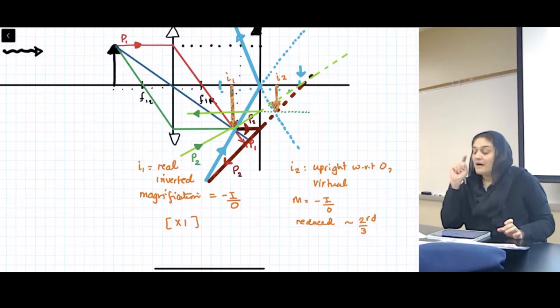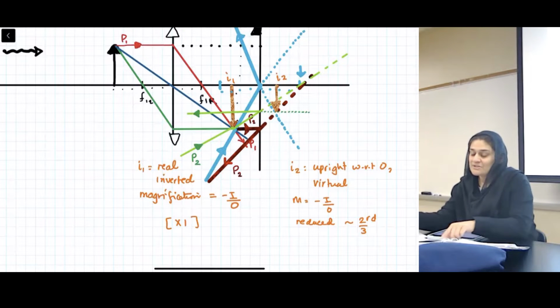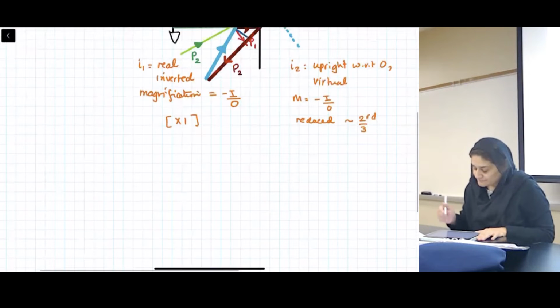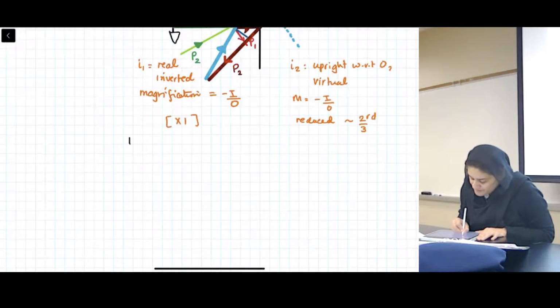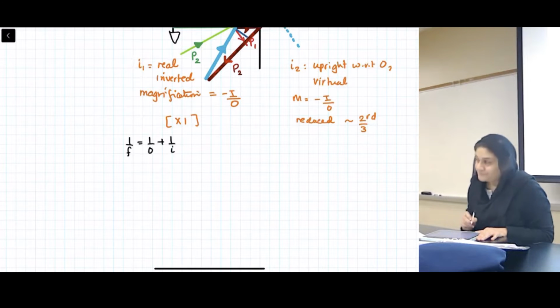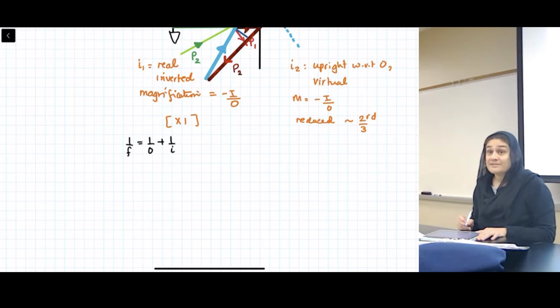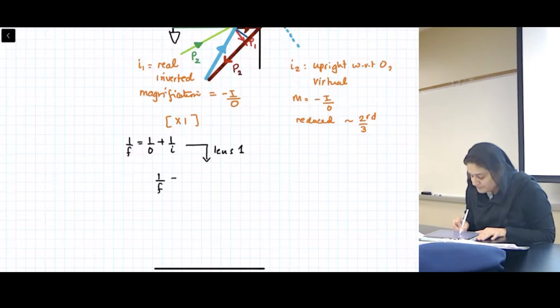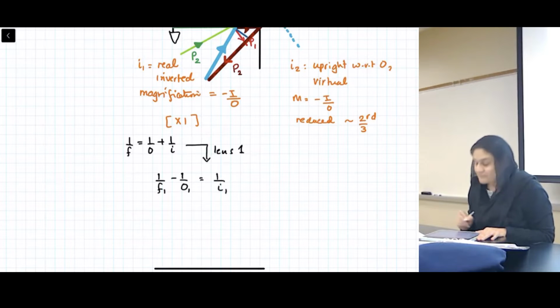Okay, now the other part of this question says, also use the lens mirror equation to do that. And here's how you do that. So your lens mirror equation is 1 over f equals 1 over O plus 1 over I. You have to use it twice. The first time you have to use it is for your lens 1. It will be 1 over f minus 1 over object 1 equals 1 over image 1.